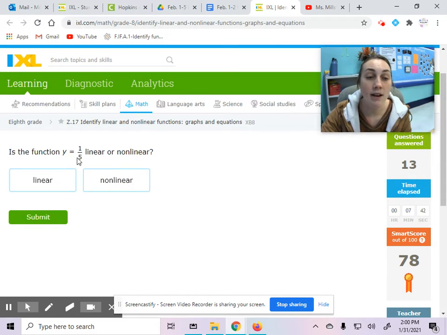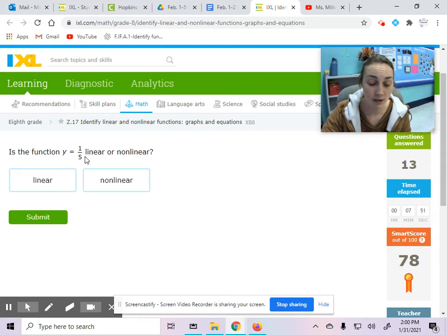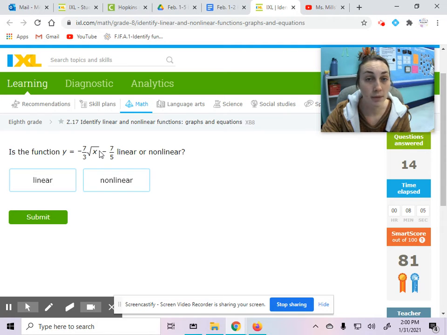Y equals 1/5. All right, so what this means is that the slope is 0, but the y-intercept is 1/5. Guys, this still is a straight line on a graph. It's going to be a horizontal line, and it's going to cross the y-axis at 1/5. But it is still linear because it is still a straight line. The slope's just 0. Okay. This is not in proper y equals mx plus b because of the square root symbol, so that's not linear.